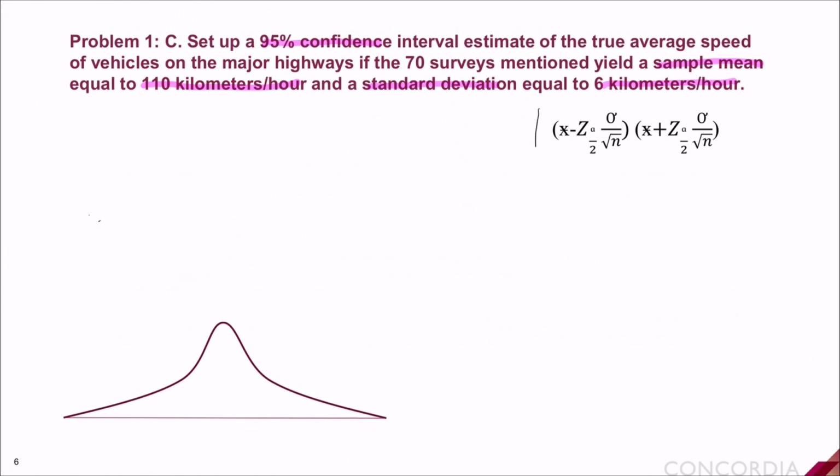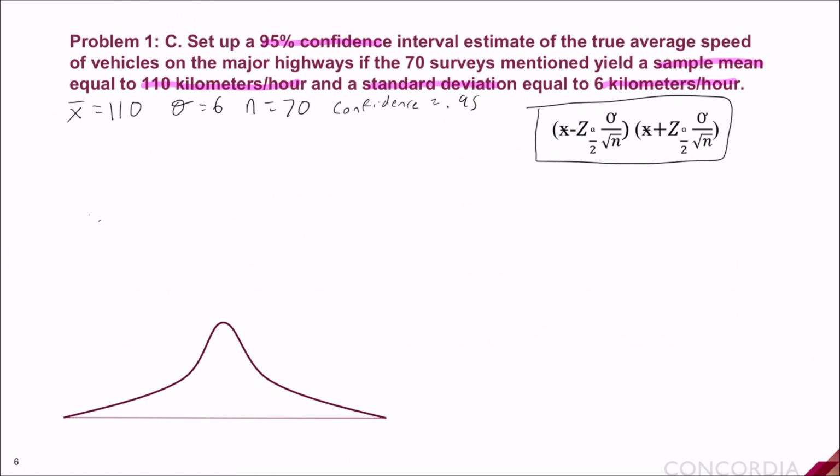Now looking at the formula, we have the sample mean, which is 110 kilometers per hour. We have the standard deviation, which is equivalent to 6 kilometers per hour. We have our N, which is equivalent to 70 surveys. And we have our confidence level, which is equivalent to 0.95 or 95%. The only value we're missing is the z-score and the alpha.